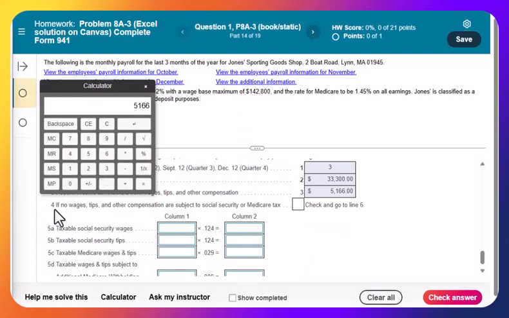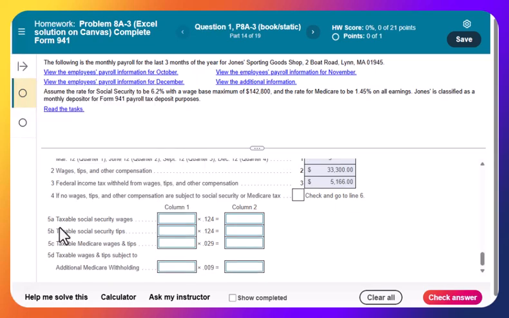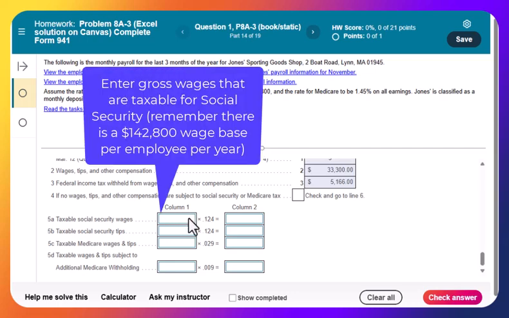And then line number 4, if no wages, tips, and other compensation are subject to Social Security or Medicare tax, check and go to line 6. But we don't have to worry about that because we do have wages that are subject to both Social Security and Medicare. So line 5A, taxable Social Security wages. So here in column 1, we're going to enter the gross wages that are subject to Social Security. So let's take these one month at a time.